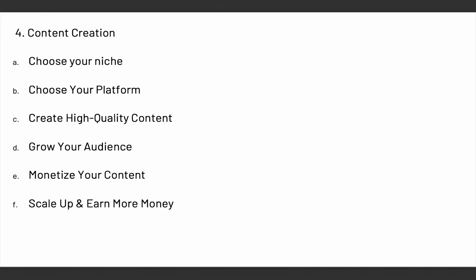Now, the fourth way you can make active income for yourself is through content creation. Now, how do you make money with content creation? What are the steps? The first step is to choose your niche.